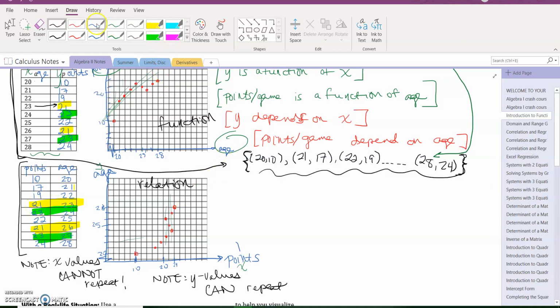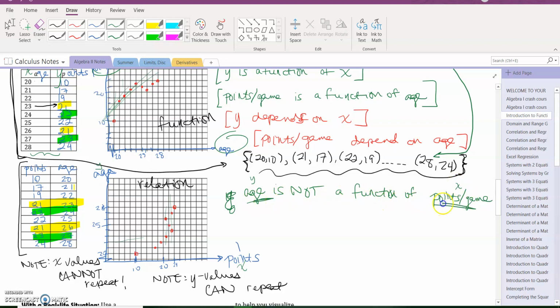So what we would say here is, because you're going to want to be able to verbalize this, instead of saying Y is not a function of X, what we would say here is that age, which is our Y, is not a function of points per game, X. Y is not a function of X.